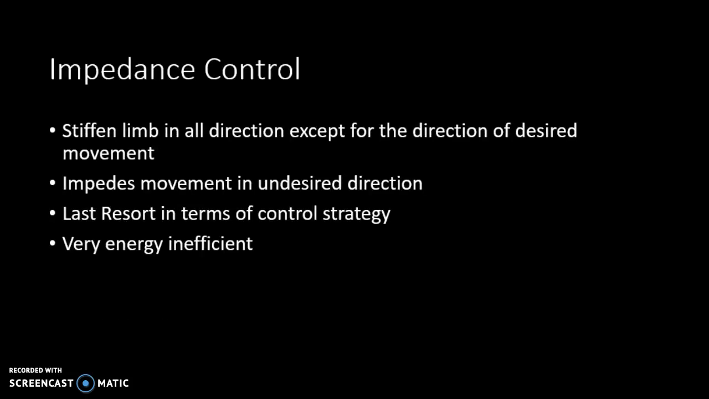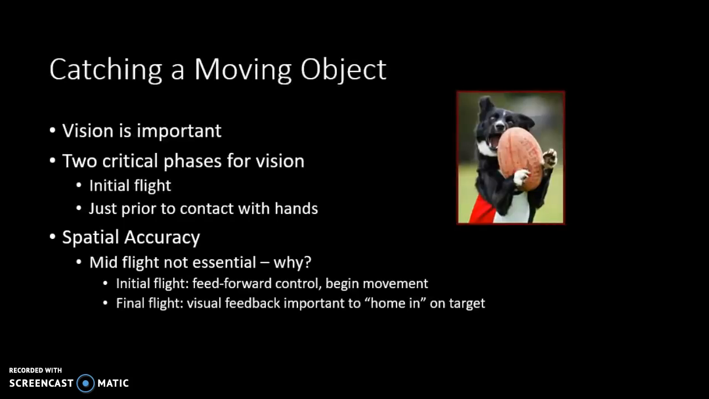So impedance control is in which we stiffen our limbs in all directions except the direction of the desired movement. So it impedes movement in an undesired direction. This is kind of a last resort in terms of our control strategy, as it's very energy inefficient. So this would be a very stiff type of movement.